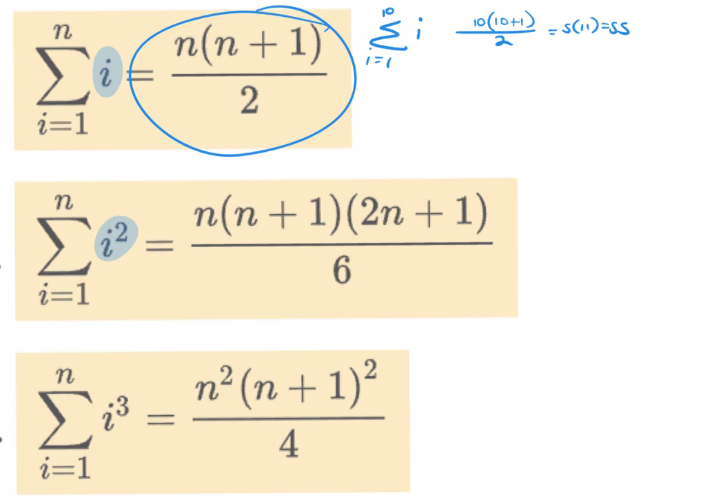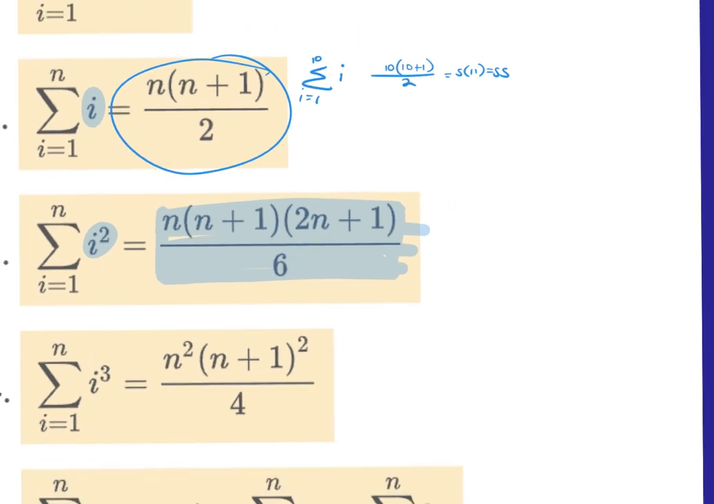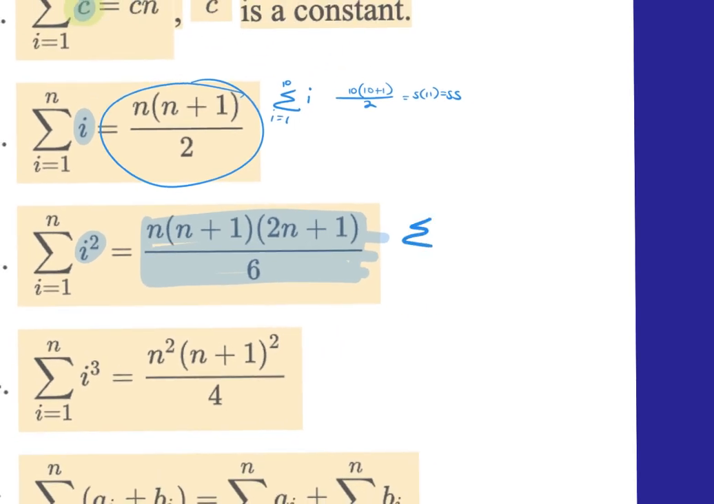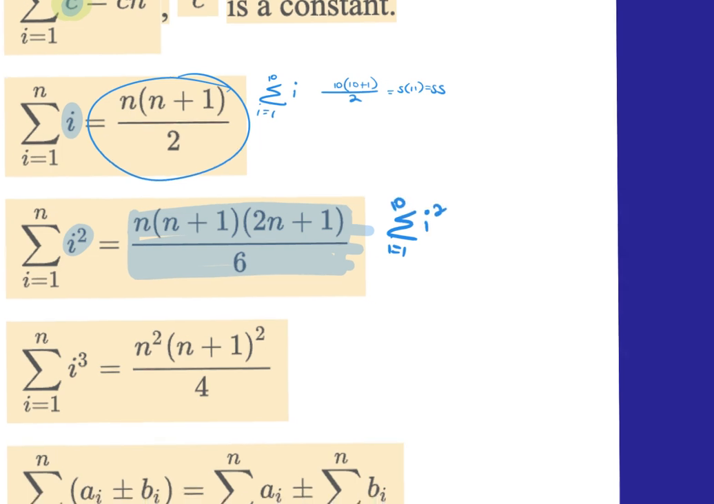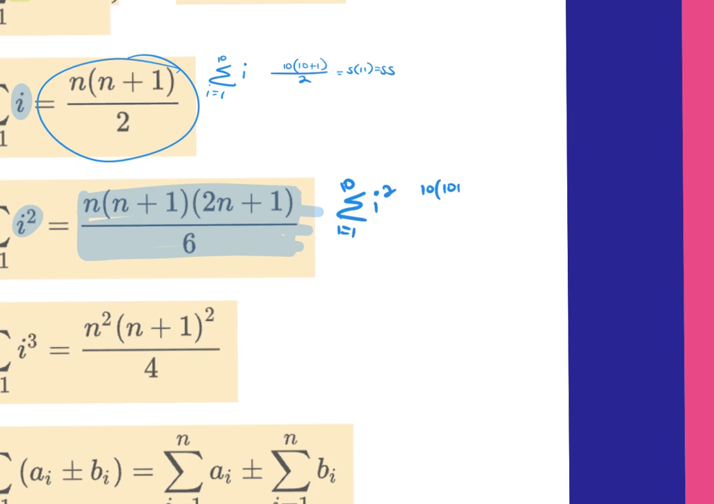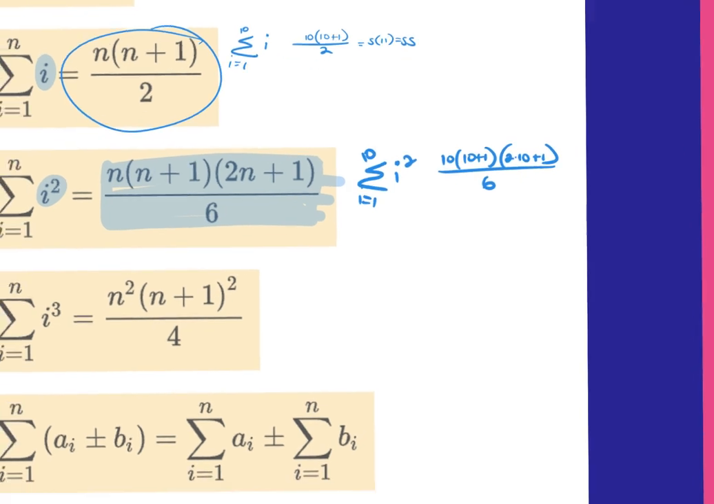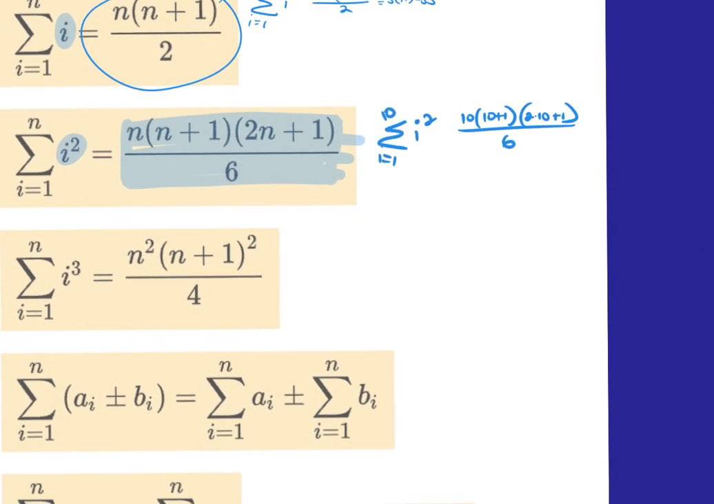All right, the next one is if the i is squared. So if your variable is squared, then we do n times n plus 1 times 2n plus 1 divided by 6. So if we just keep using the same example, if it was i equals 1 on the bottom, 10 on the top, and this said i squared, then I would do 10 times 10 plus 1 times 2 times 10 plus 1 over 6. So what if it goes to 20? Then the n would be 20: 20 times 20 plus 1 times 2 times 20 plus 1 all over 6.